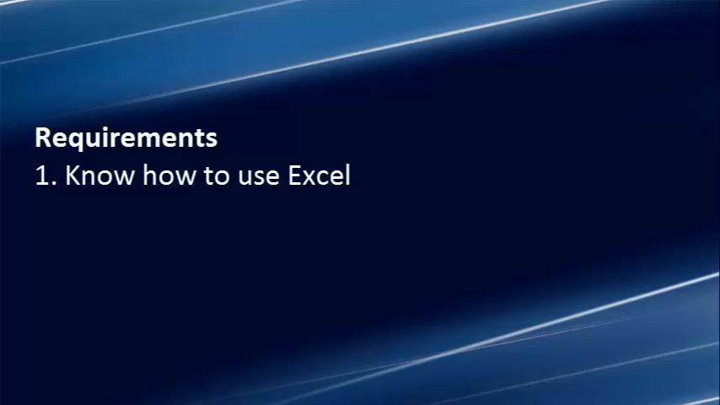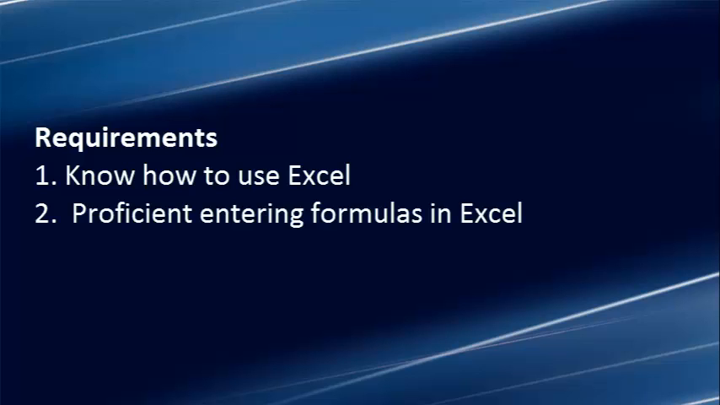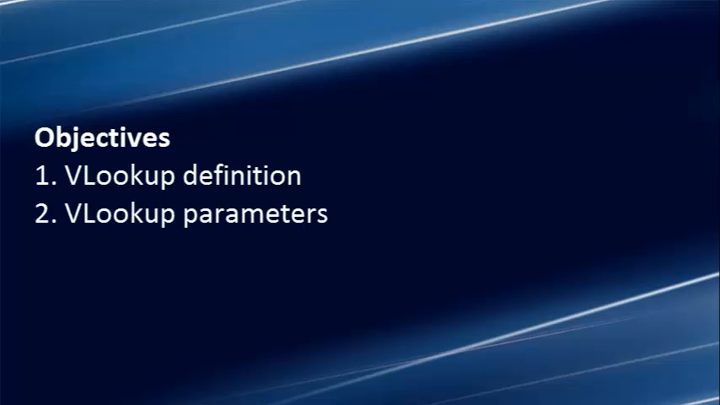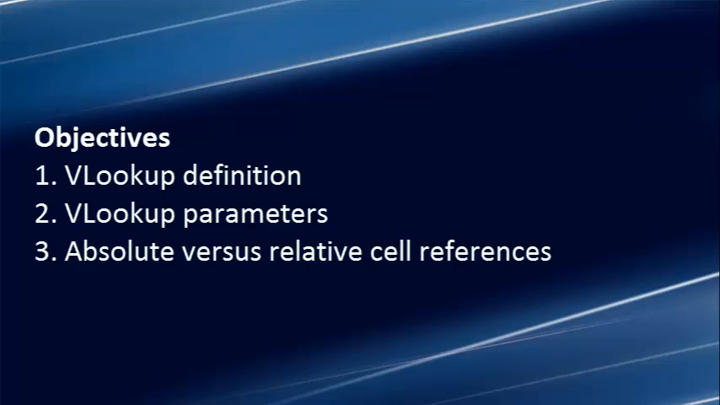For this tutorial, I'm assuming you are familiar with Excel and that you understand how to enter formulas in Excel. By the end of this tutorial, you should be able to define VLOOKUP, explain how and why you would use each parameter in the VLOOKUP function, distinguish between absolute and relative cell references in Excel, list the different types of returns you can get from a VLOOKUP, and demonstrate how to use filters to view only cells without matches.